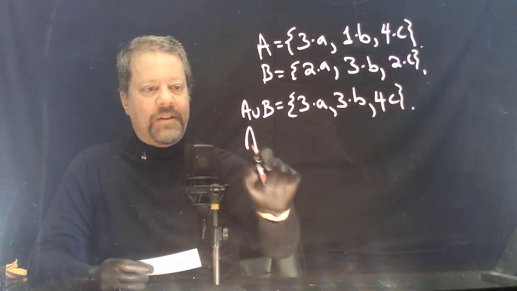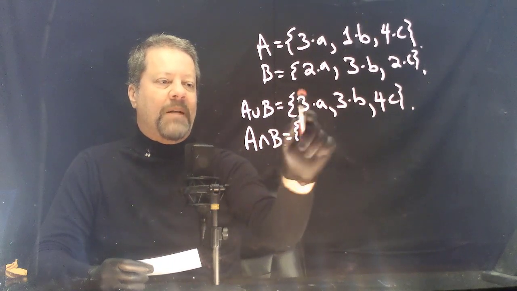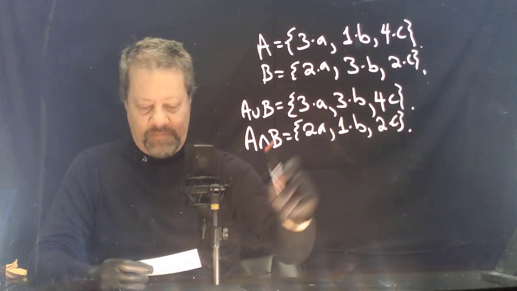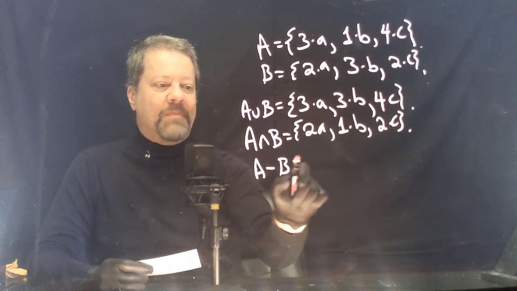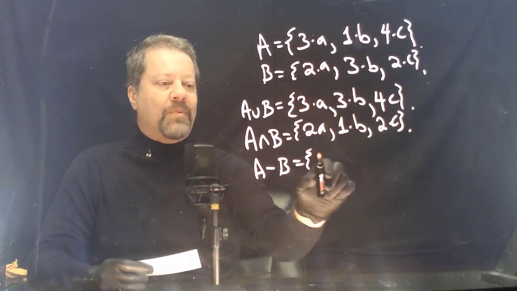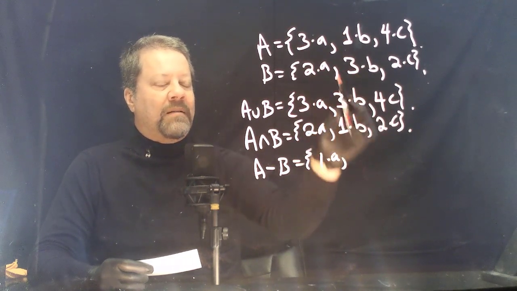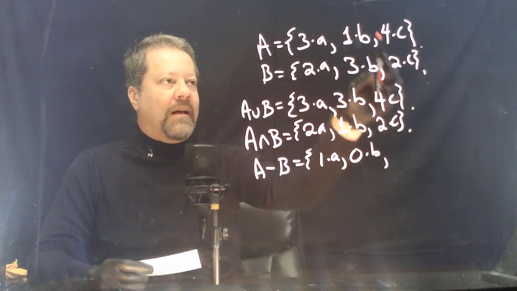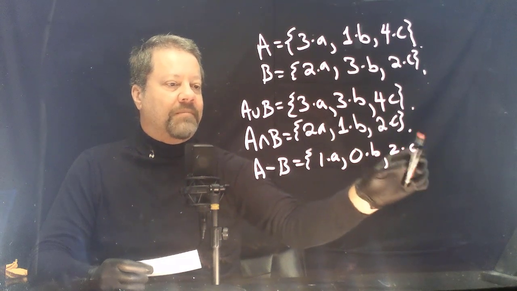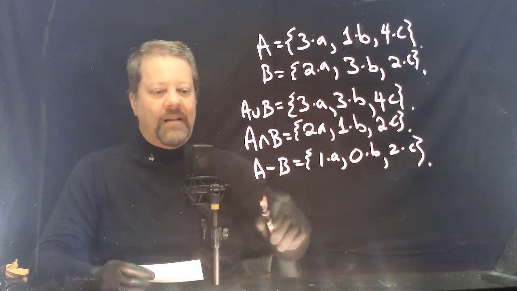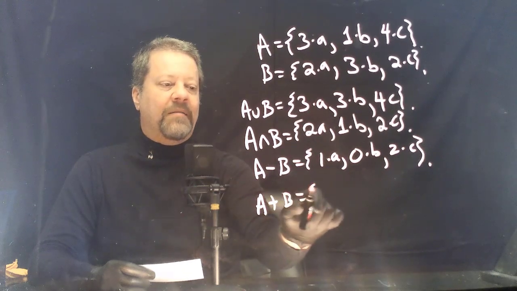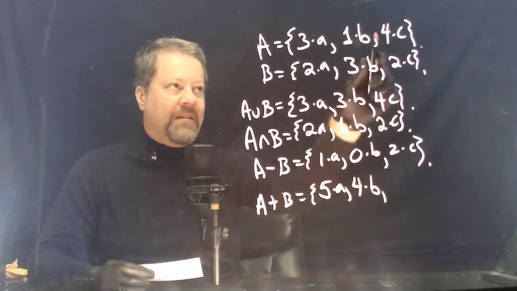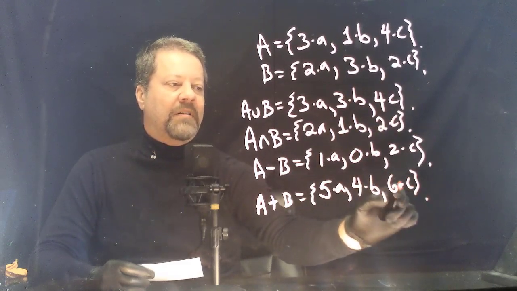The intersection takes the minimum, so 2A, 1B, 2C. The difference, A minus B, well, 3 minus 2 is 1, 1A. You can't subtract 3 from 1, so I'll get 0 B's. And then 4 minus 2 is 2C. And finally, what about A plus B? Well, we'll have 5A, 4B, and 6C. We'll just add the multiplicities.